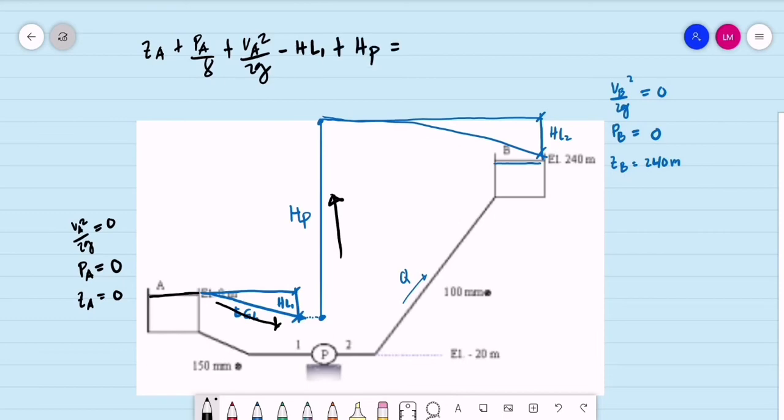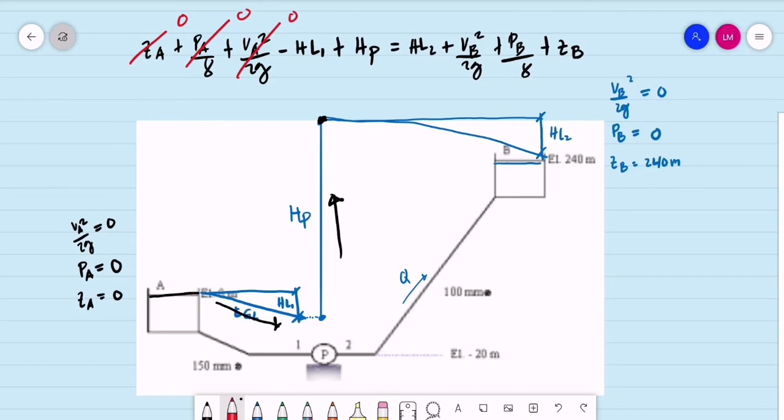And this is now equal to, yung height na to, dun sa tuktok ng energy head ng pump is equal to the head loss number 2. Okay, plus the velocity head at B, reservoir B, plus the pressure head at B, plus the elevation head at B. So ito yung parang complete energy equation natin. Pero para ma-simplify, ano yung mga zero dito? 0 yung elevation sa A, 0 yung pressure, 0 yung velocity head.